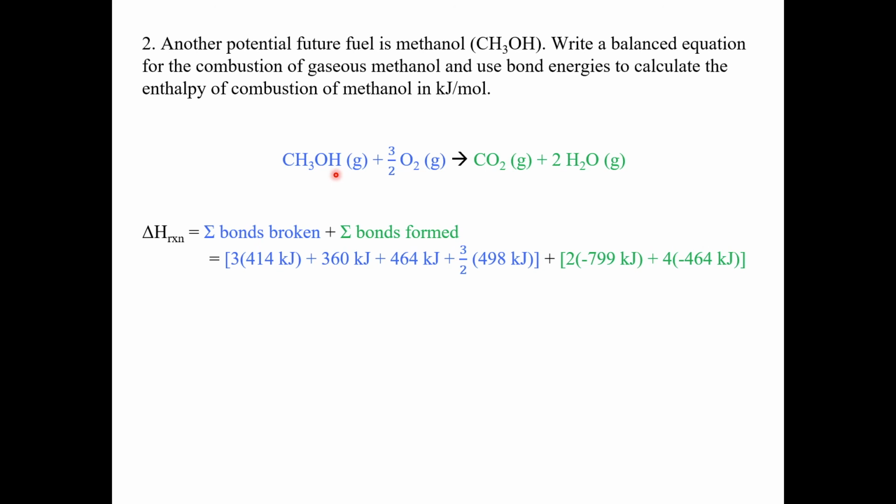Okay, for carbon dioxide, don't forget that special value of 799 kilojoules. You have 2 molecules of H2O. So really you have 4 bonds of oxygen with hydrogen with a single bond. So when we do the math, our final answer is negative 641 kilojoules.